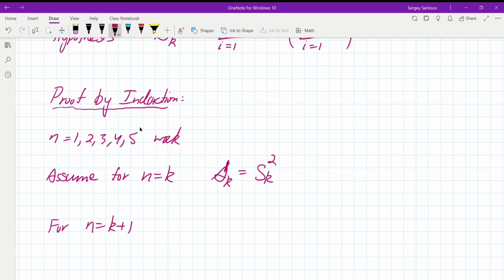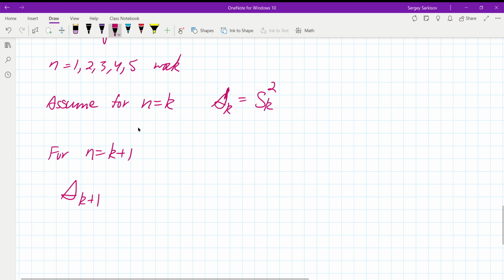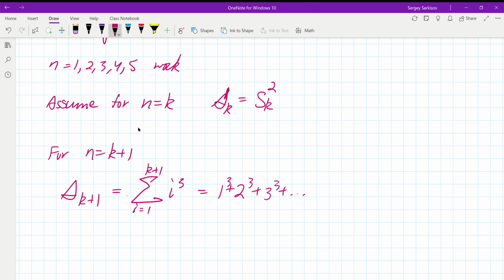Let's do S_{k+1}. And what is that equal to? That's equal to the sum of the first k plus 1 cubes. That's going to be 1 cubed plus 2 cubed plus 3 cubed, all the way to k cubed, and then after that (k plus 1) cubed. And what is all this right here?